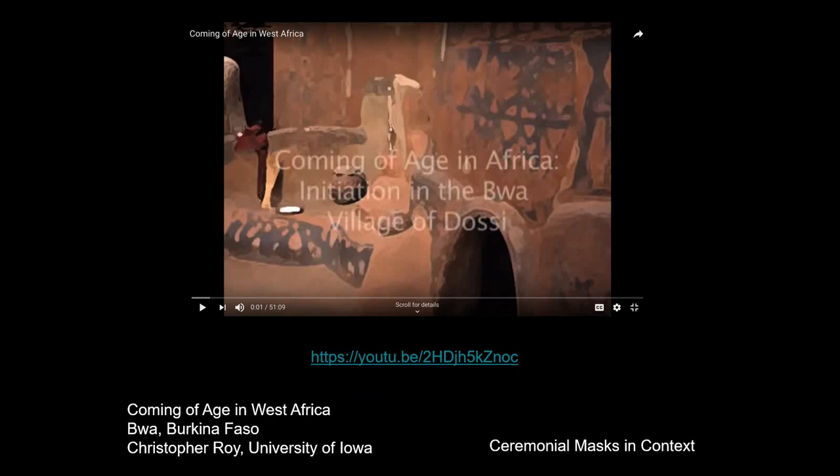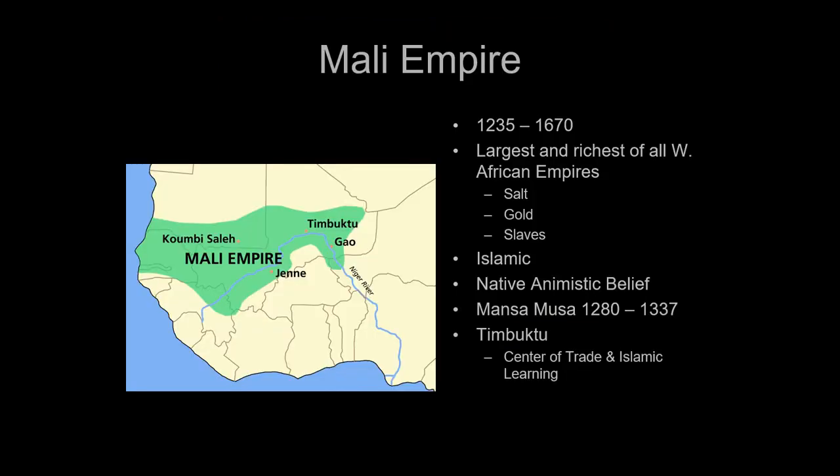And lastly, before we leave West Africa, I want to talk about the Mali Empire. So the Mali Empire is the largest and richest of all Western African empires. In fact, it may have been the richest nation on earth in human history. It had a lot of these animistic traditions brought in, but very quickly it converted to Islam and brought in the writing traditions of Islam as well as the education of Islam. So we have a mix of native animistic belief and Islamic tradition.